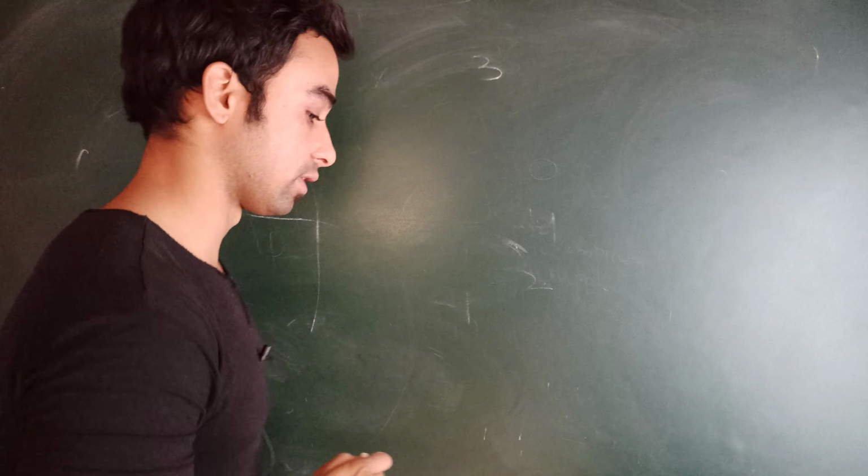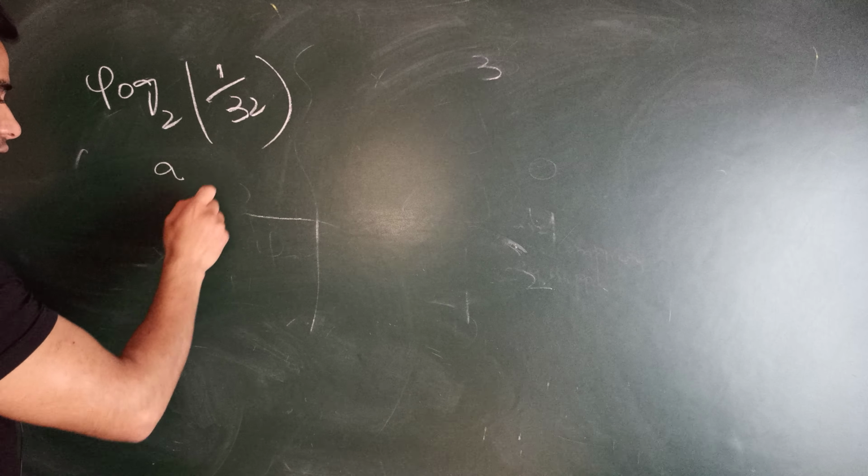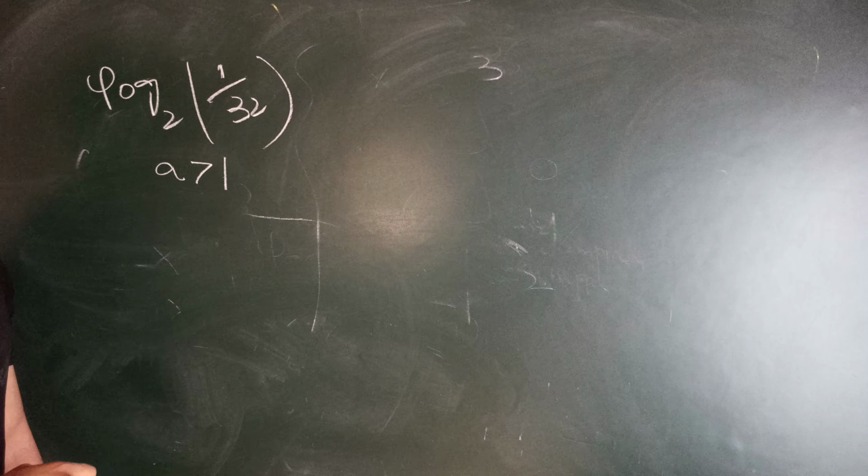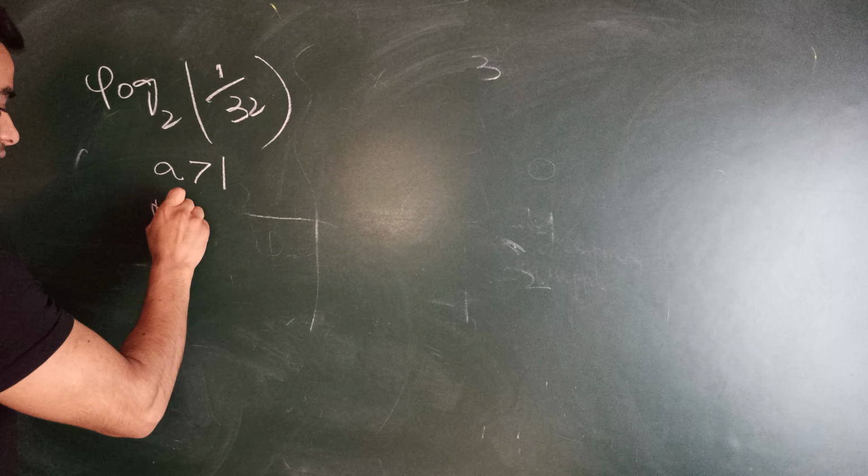Let's see the example. What I'm talking about is this, a perfect example. Log base 2 of 1 upon 32. You can see that the base here, which is 2, a, is greater than 1 because 2 is greater than 1. Not only that, the inner thing, which is n here, is lesser than 1. 1 upon 32 is lesser than 1.